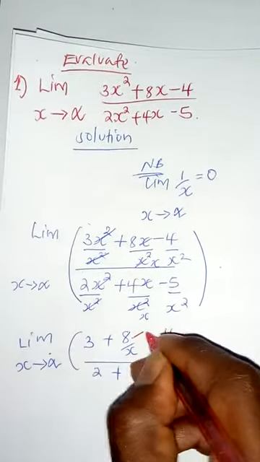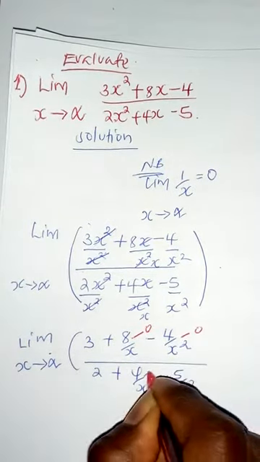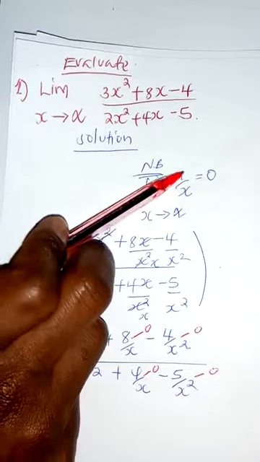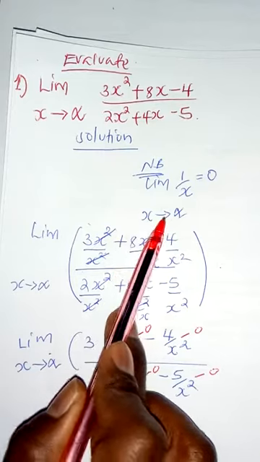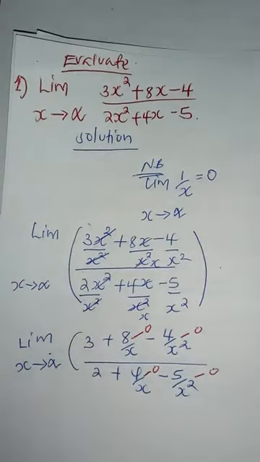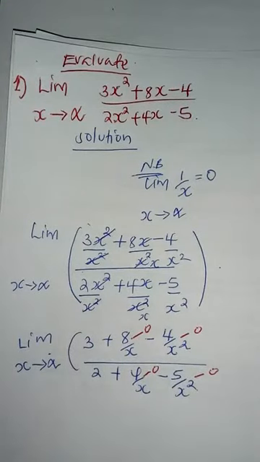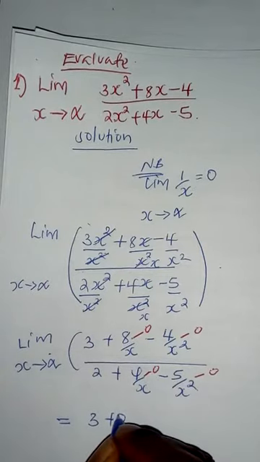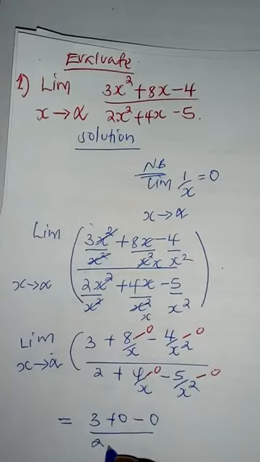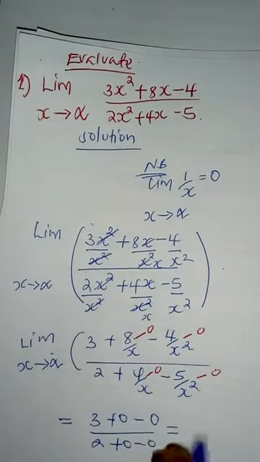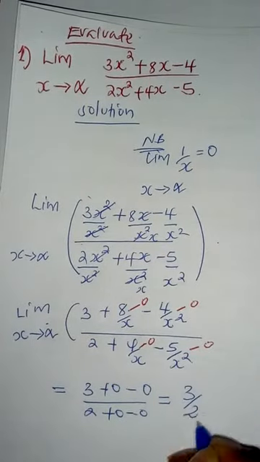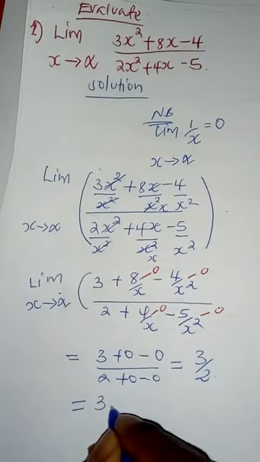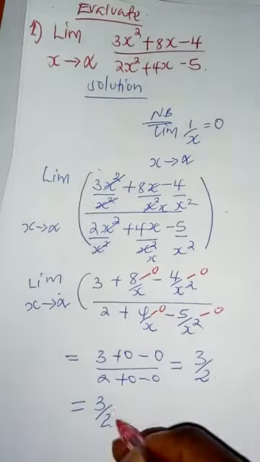So this one will give us a 0, the other part will give us a 0, the other part will give us a 0, and the other part will give us 0, since the rule says that 1 over x will give us 0 when the value of x is approaching infinity. So in my case, I will have 3 plus 0 minus 0 over 2 plus 0 minus 0, and this will be 3 over 2. So the answer in this particular case is 3 over 2, and we mark.